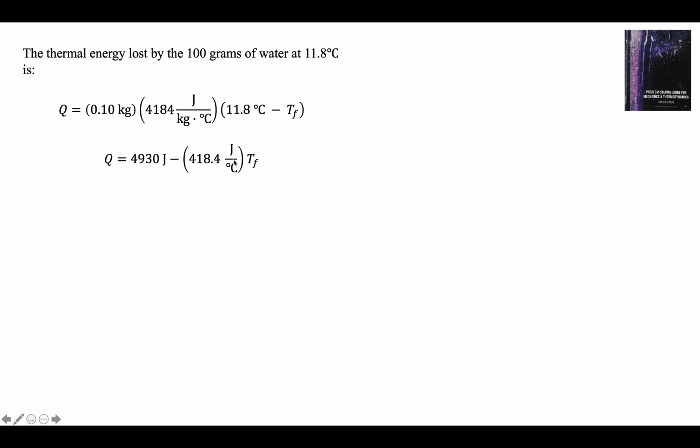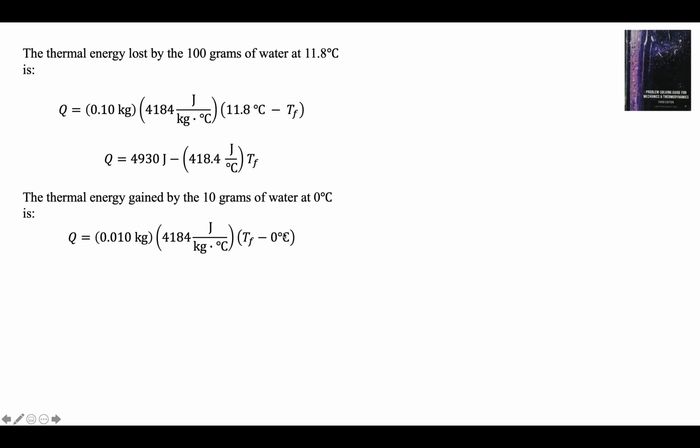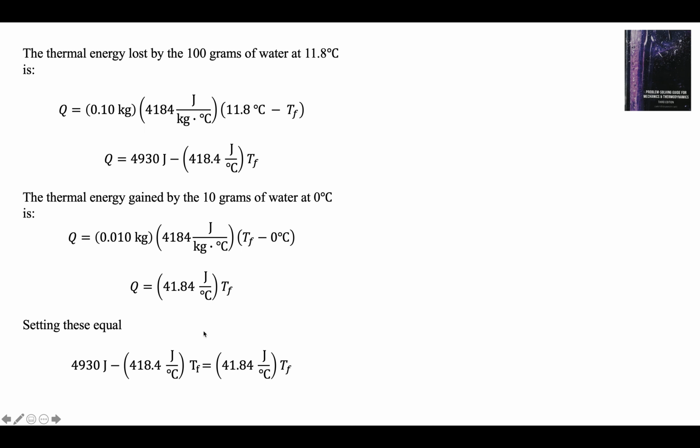We have a constant term and a term with T final. The thermal energy gained by the 10 grams of water at 0 is this. We're going to multiply these through. And we get just this because we have a 0 here. Multiplying this 2 by 0 gives us a 0, so we only have this term. Now we can set the magnitudes of these two equal, and we can solve for T final.